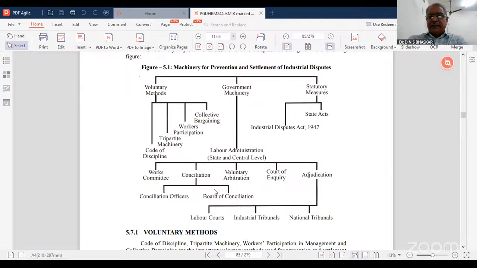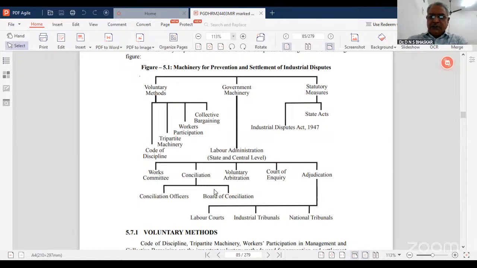Machinery for prevention and settlement of industrial disputes is clearly laid down in the Industrial Disputes Act. That is, voluntary methods are there. In that case, the code of discipline is to be followed, and tripartite machinery, that means tripartite agreements, workers' participation in decision making, and collective bargaining. These methods always help in reducing industrial disputes or sometimes solving them also.